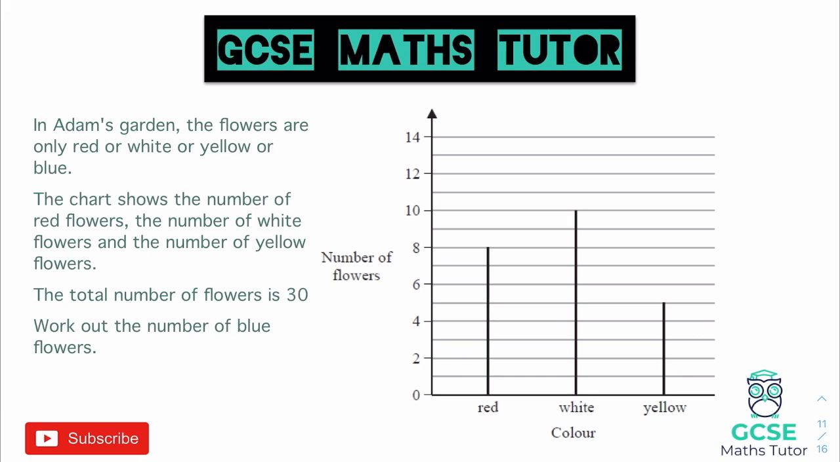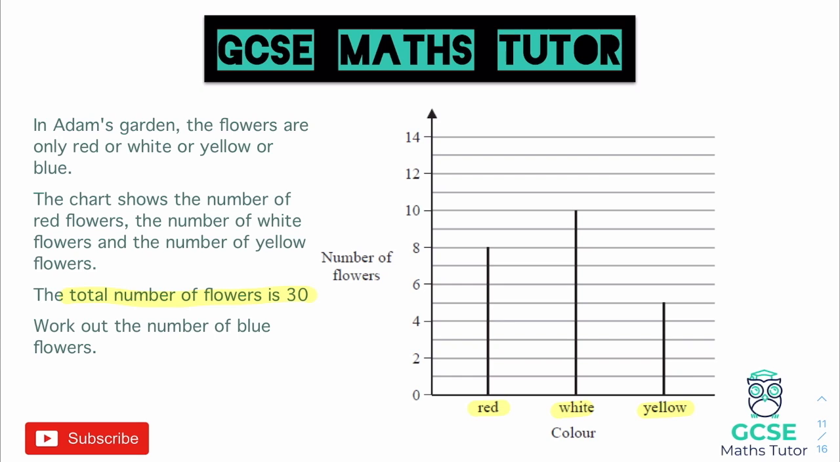Okay, so looking at a line graph, it says in Adam's garden, the flowers are only red, white, yellow or blue. And you can already see on the graph here, we've got red, white and yellow, but we're missing the blue. So it says the chart shows, and obviously just what I've said there, it shows the number of red, white and yellow. And the total number of flowers is 30. So the total number is 30, work out the number of blue flowers.